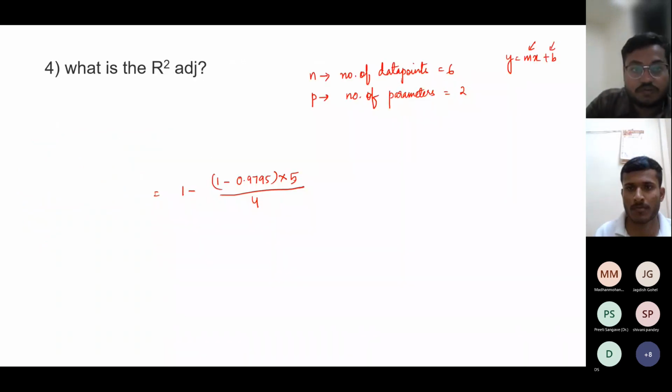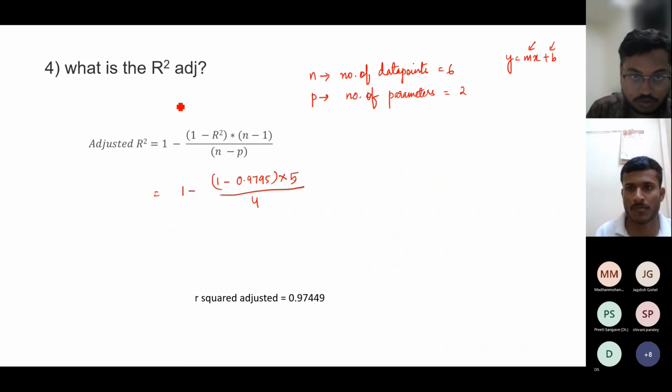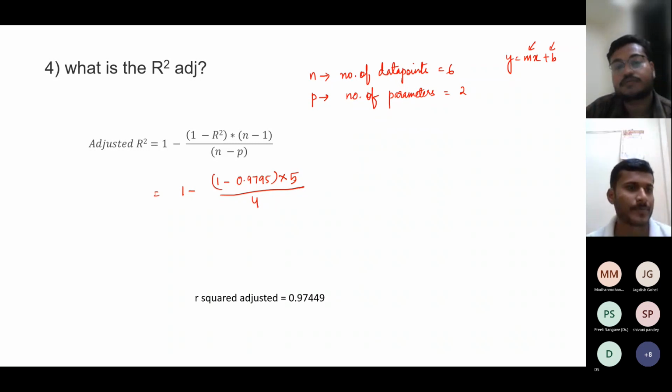Okay. Then for the fourth question, we have a formula. Using the r square value that we calculated earlier, we just put this formula: 1 minus, 1 minus r square into n minus 1 by n minus p, whole thing. So here n is the number of data points that we have, which is 6, and p is the number of parameters, which is 2. Because we have a linear regression equation, we have two parameters, slope and intercept. So n is 6 and p is 2. We substitute all these values and we get r square adjusted value of 0.974. Is this clear? Yes, sir. Anything else?